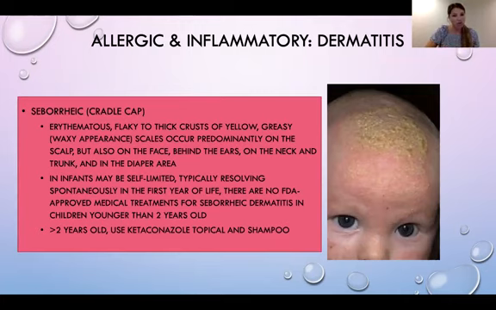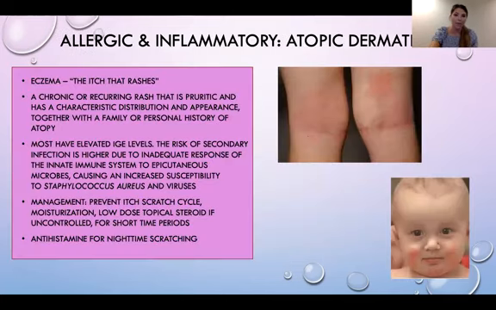If this is an older child and it's really itching them, and it's becoming a problem and it's spreading, then we need to treat it. So if they're over 2 years old and they're having this problem, then we can use ketoconazole topical or shampoo. So if you have a patient that just has it on their face or on their scalp or behind their ear, we can just do the topical. If it's also in their hair, then we need to do the shampoo along with the topical ketoconazole.